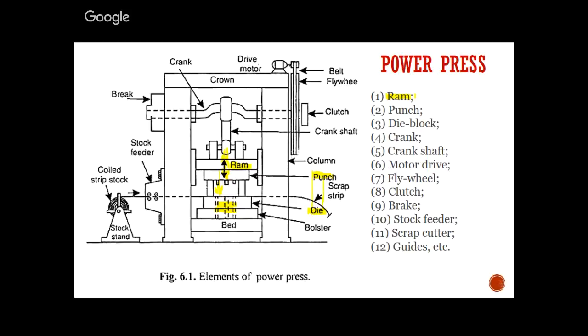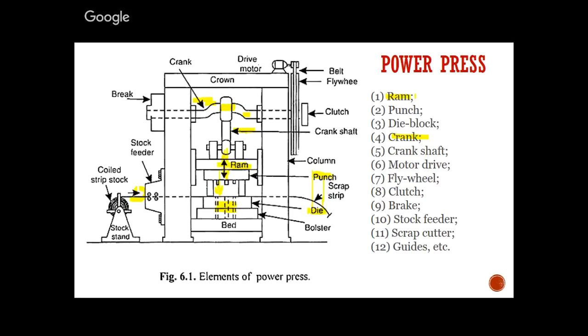The next one is the crank. Generally the crank is a part that converts the rotating motion of a motor into sliding motion, or what we call reciprocating motion. So it converts rotary motion into reciprocating motion. That's why this is also a very important component. The next one is the crankshaft. This crankshaft generally connects the crank and the ram.